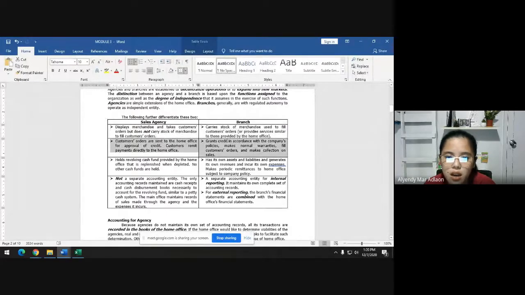Now next we have, for sales agency, customers' orders are sent to the home office for approval of credit. Customers remit payments directly to the home office. So, kumbaga ang agency, mura na siya agent, di ba? Kanang agent, murag siya lang man ang middleman. No? Sa iya lang gipaagi ang mga orders, mga details about sa mga order, but ang payment, diretso sa home office, mubayad si customer. As to the approval of credit, walay capacity si agency nga mo decide whether to approve the credit of the customer or not. But rather, mo contact pa siya dito sa home office. When a branch, it grants credit in accordance with the company's policies, makes normal warranties, fill customers' order, and makes collection on sales.